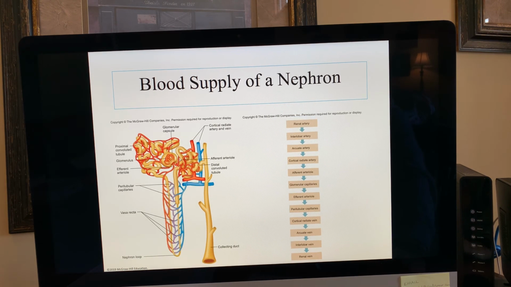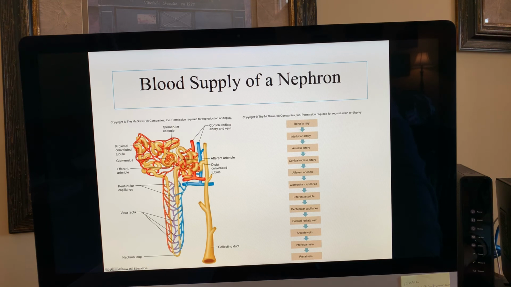The rest of the nephron consists of a tubular system that begins at what's called the glomerular capsule or Bowman's capsule, which is a cup-like structure that surrounds the glomerulus. Here's a cortical radiate artery with its afferent arteriole entering the glomerular capillary bed, leaving as the efferent arteriole, which then surrounds the rest of the tubules as this peritubular capillary system.